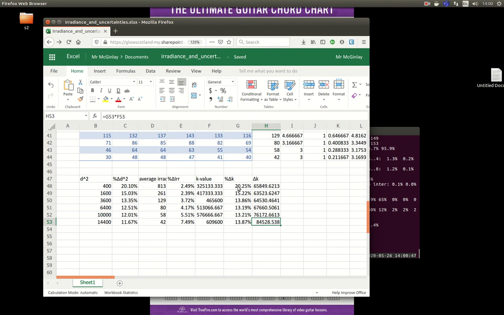It also does show how the uncertainties change, and when you're closer to the lamp you can see we've got a much bigger percentage uncertainty, and the most reliable results tend to be kind of in the middle of the range, and then the uncertainties seem to be growing again. So the only other thing that we need to look at, and we'll do that in the next video, is graphs and the uncertainties that go with that.